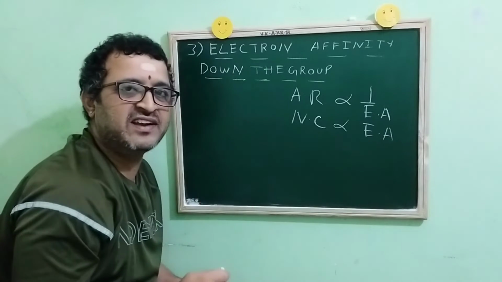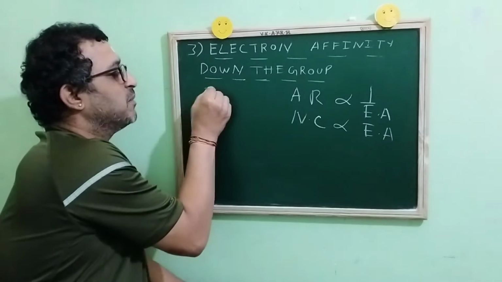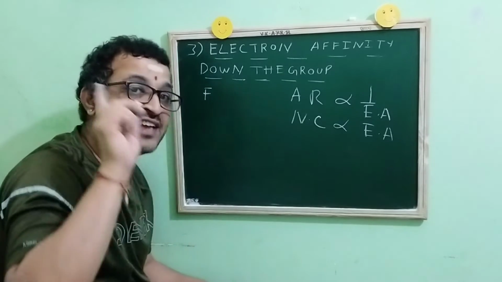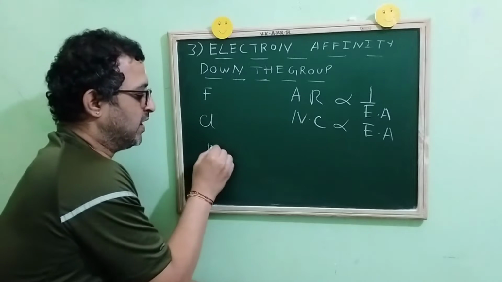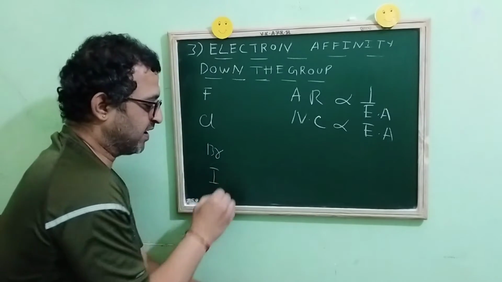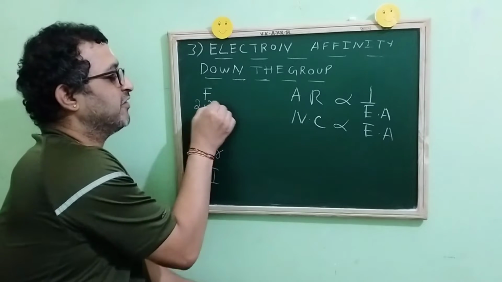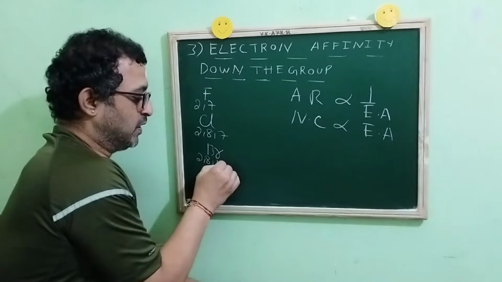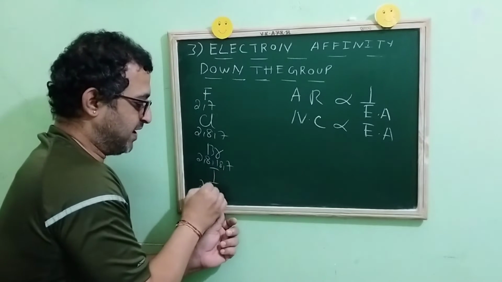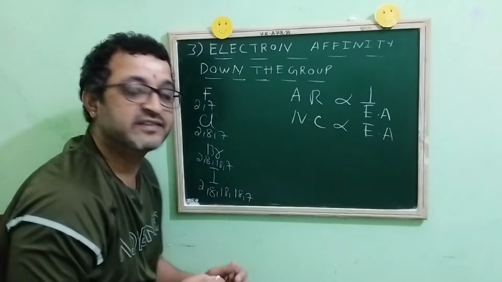Children, to understand electron affinity down the group, we'll consider the elements of group 17, that is halogens. So it is fluorine, chlorine, bromine, and iodine. These are the four elements we have considered. The configurations are 2,7; 2,8,7; 2,8,18,7; and 2,8,18,18,7.